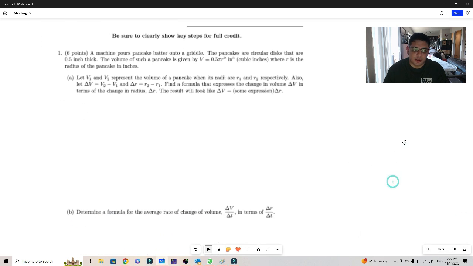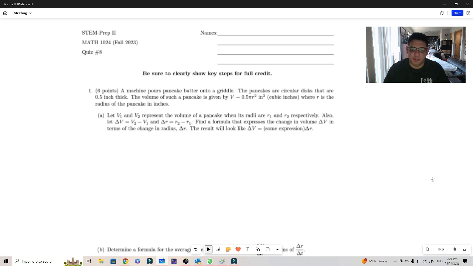So the first question is about a machine that pours pancake batter on a griddle. The pancakes are circular discs that are 0.5-inch thick, and the volume of the pancake itself is given by 0.5 pi r squared. This is in cubic inches, and r is the radius of the pancake in inches.